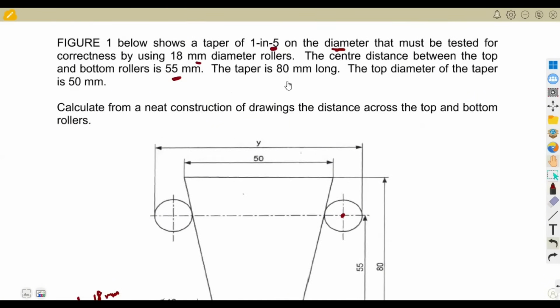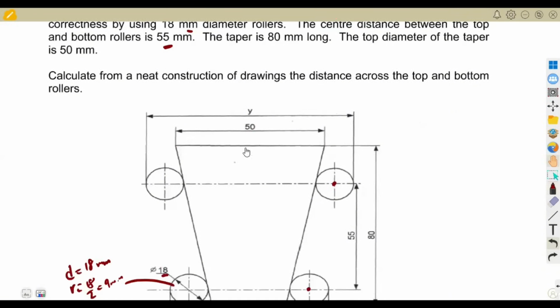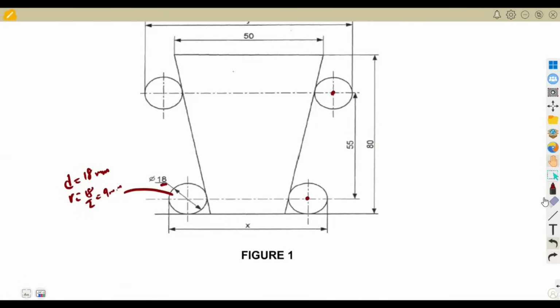The taper is 80 millimeters long. That is the height. And the top diameter of the taper is 50 millimeters. So at the top part here, we have got a diameter of 50 millimeters. Calculate from a neat construction drawing the distance across the top and the bottom rollers. As you can see, there's a distance across on top here, and also a distance below here.